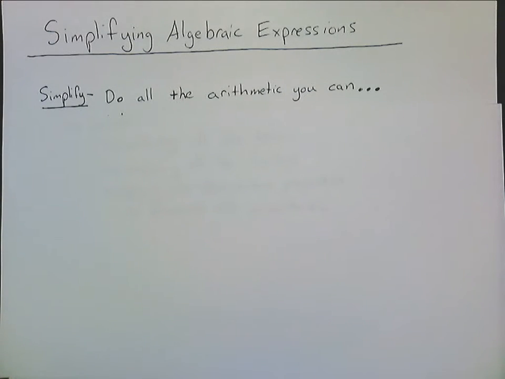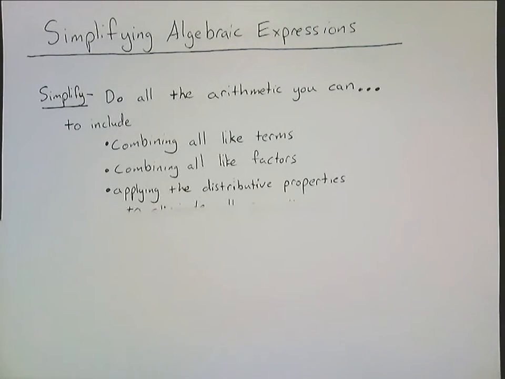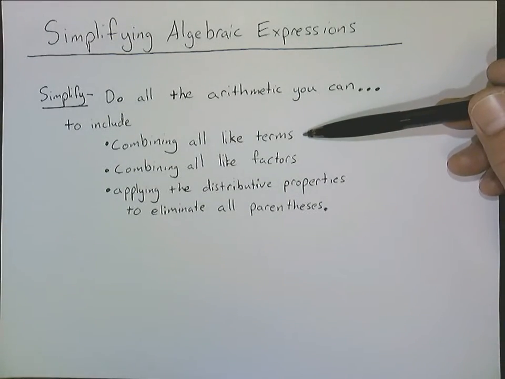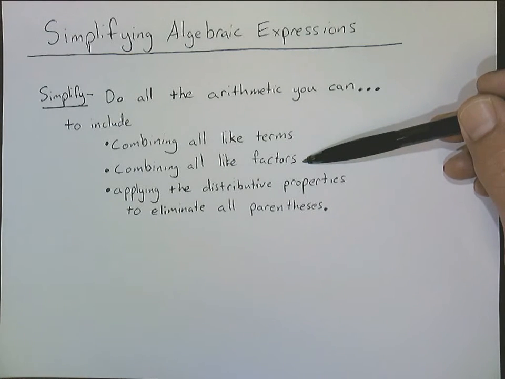Of course, we've talked about this a lot in class. To simplify means to do all the arithmetic you can. And now we've actually talked about a few things, so we can do more arithmetic than we used to be able to. For instance, we can combine all the like terms in an expression. We can combine all the like factors in an expression, meaning if you can add things together, you do, and if you can multiply things together, you do that too.